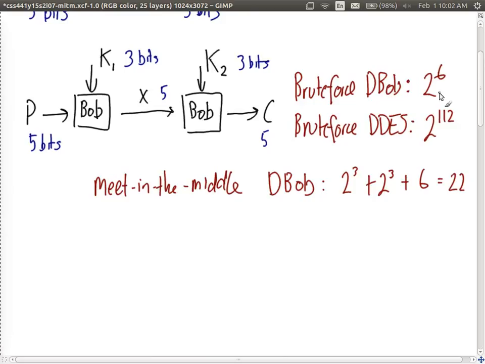So we've done better than doing a brute force attack. Brute force tried all 32 keys. 2 to the power of 6. 64, well done. 2 to the power of 5 is 32. Even better. Brute force requires 2 to the power of 6 operations. 64 operations. We did it in 22.